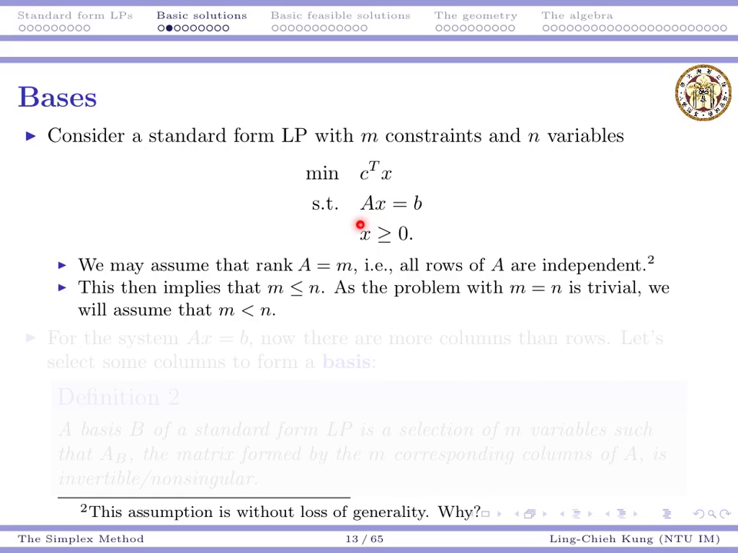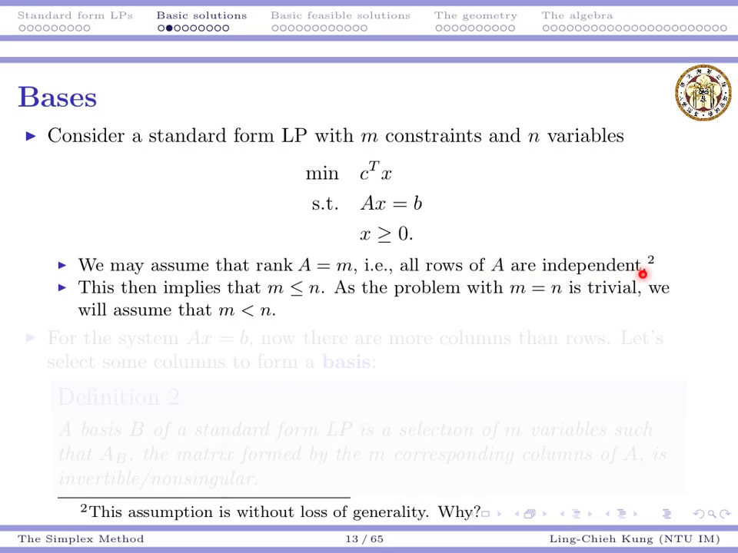Okay, m by n. Here we may assume that rank A is m. That means all the rows of A are independent. So here we're saying that this assumption is without loss of generality. I would suggest you think about this: why may we assume all the rows of A are independent? Turns out this is true, but I encourage you to think about that by yourself.